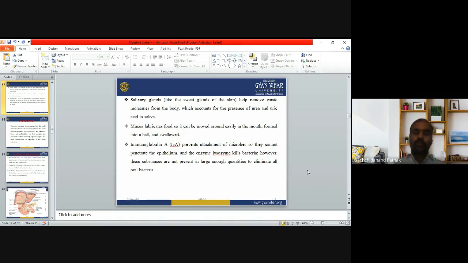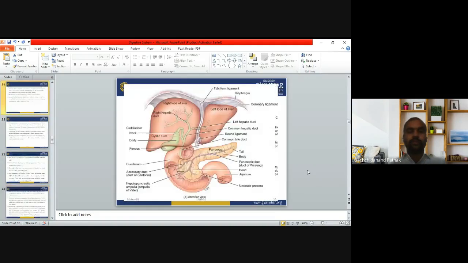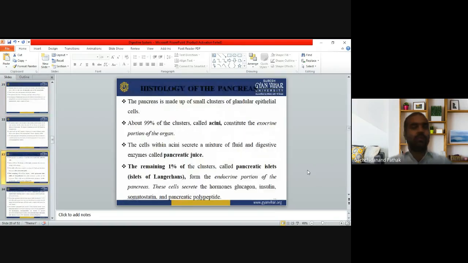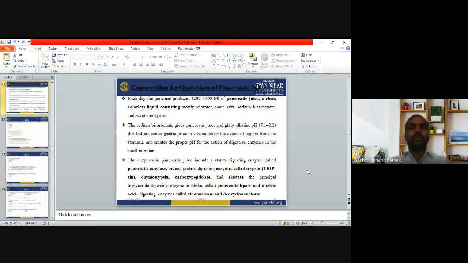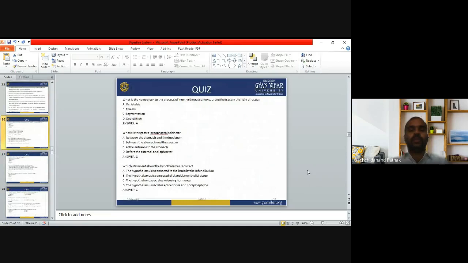So now we have to move on to the quiz section. I will show you some quiz questions, and then we will discuss how it will help to complete these topics. Now, the first question: what is the name given to the process of moving the gut contents along the tract in the right direction?